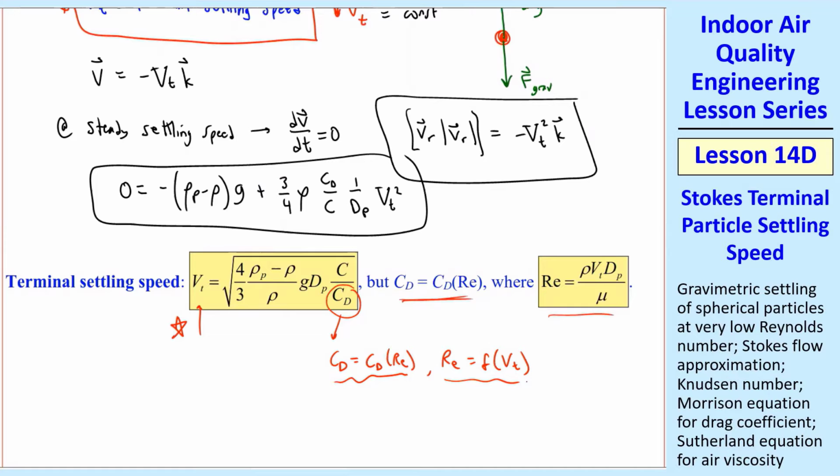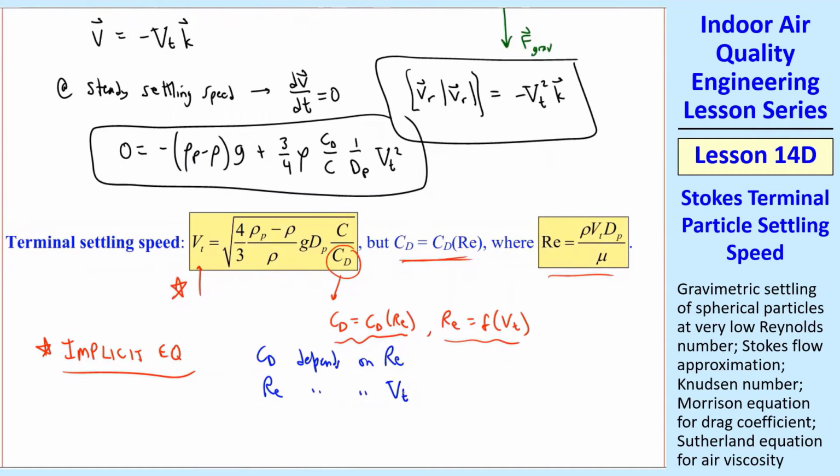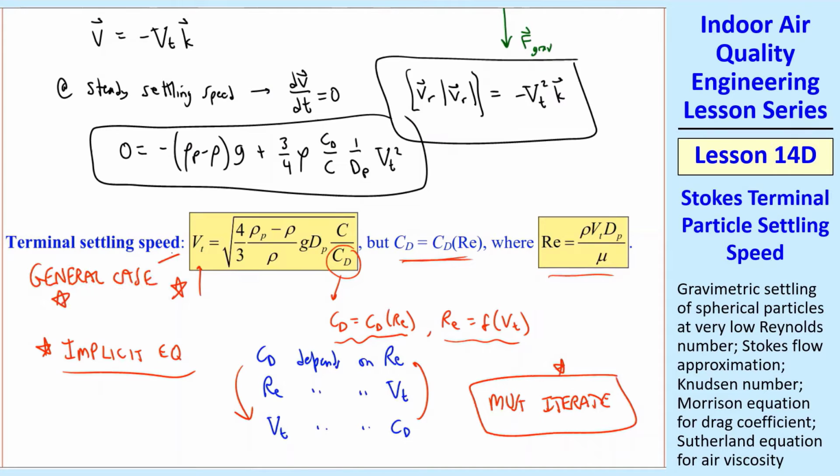And so this is what we call an implicit equation. You can't just solve Vt equals and then plug in some numbers. Vt is embedded inside that square root inside that CD equation. So the flow is this: CD depends on Reynolds number, Re depends on Vt, and Vt depends on CD. So you find yourself in a situation where you have to do some kind of iteration to solve for this. I will show you that next time. In other words, for the general case, which is what this equation is, you have to iterate in order to find the solution for Vt.